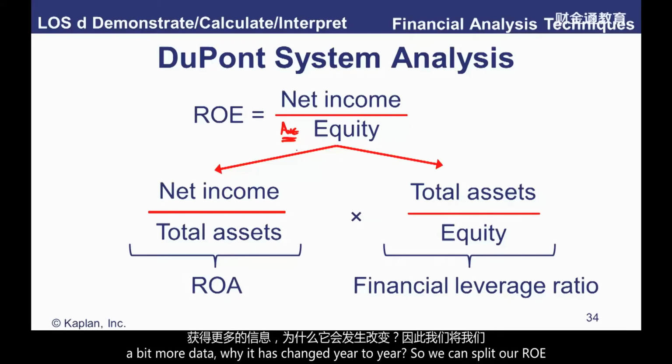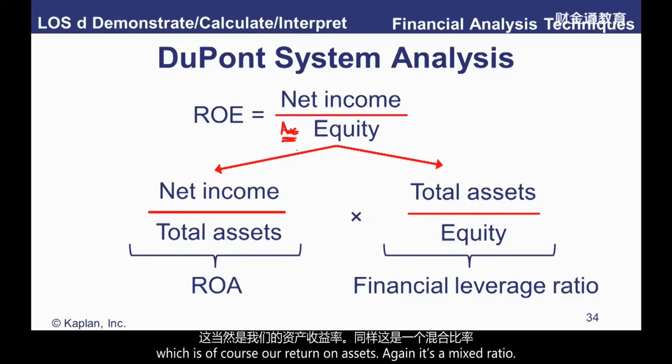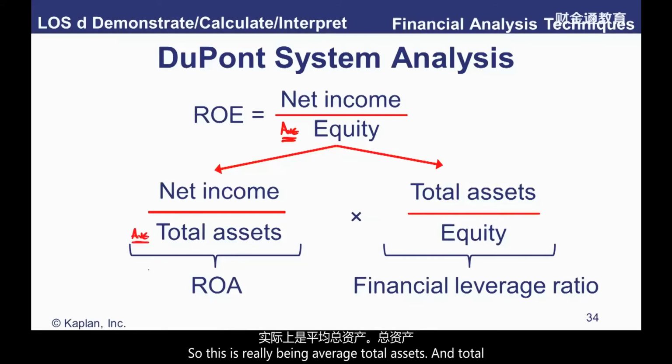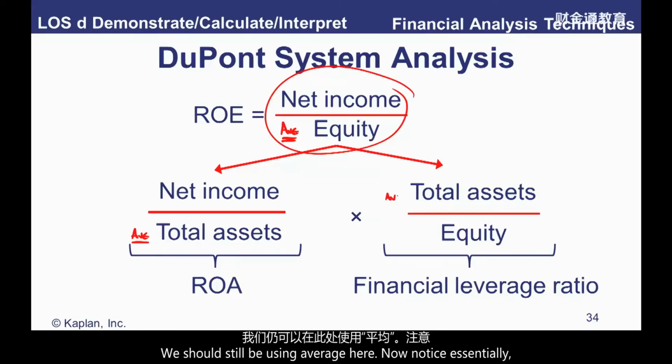So we can split our ROE into two further ratios. We can look at net income over total assets, which of course is our return on assets. Again, it's a mixed ratio, so this would really be average total assets and total assets over equity. Now again, that's of course a pure ratio, total assets over equity, but because overall we're looking at a mixed ratio, we should still really be using averages here.